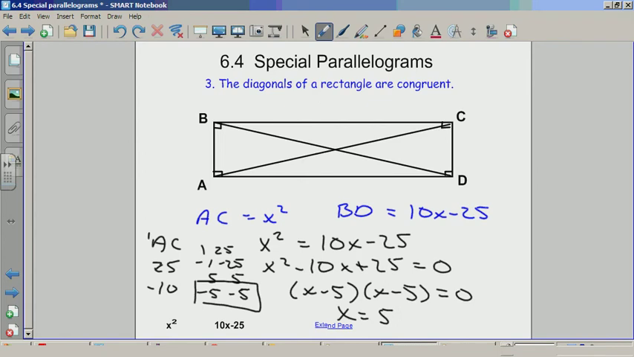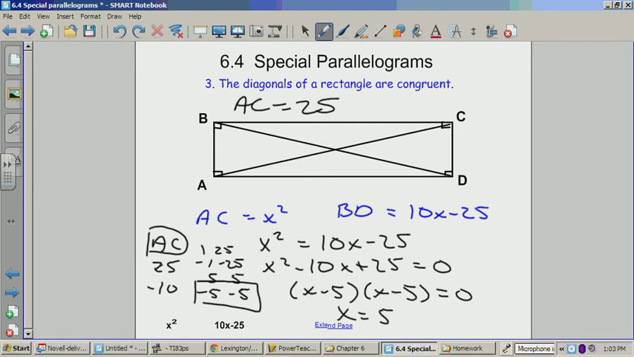I didn't ask what x was, though. I asked what AC is. If AC is equal to x squared, then AC is equal to 5 squared. AC is equal to 25.